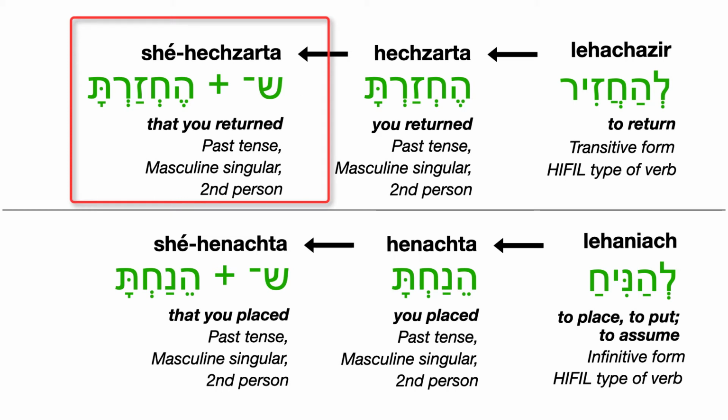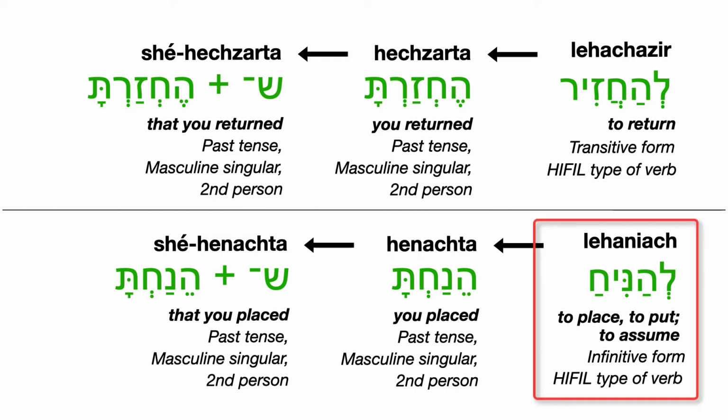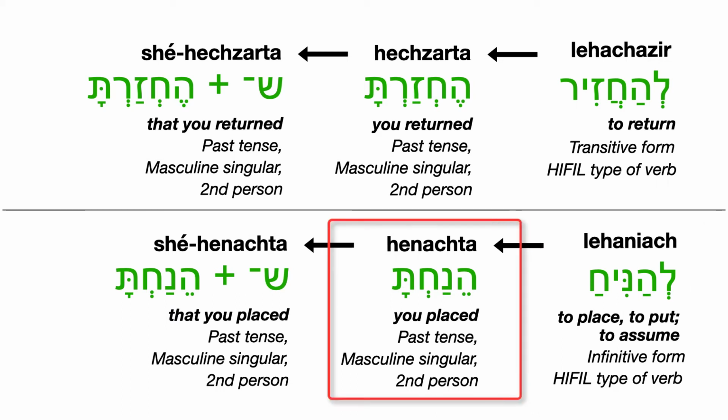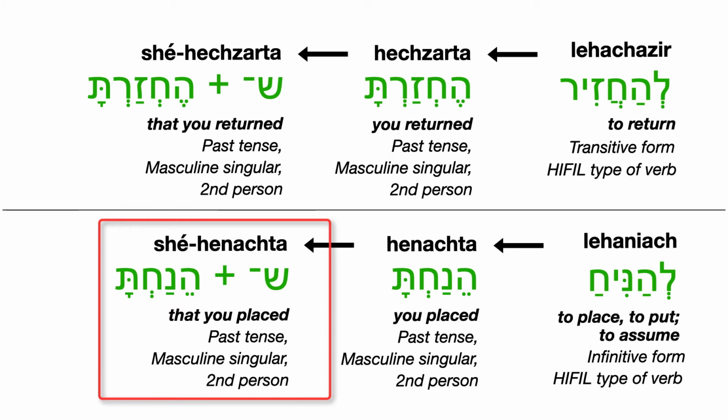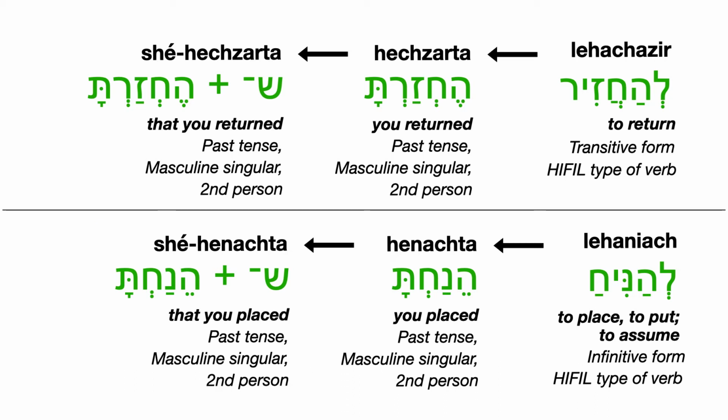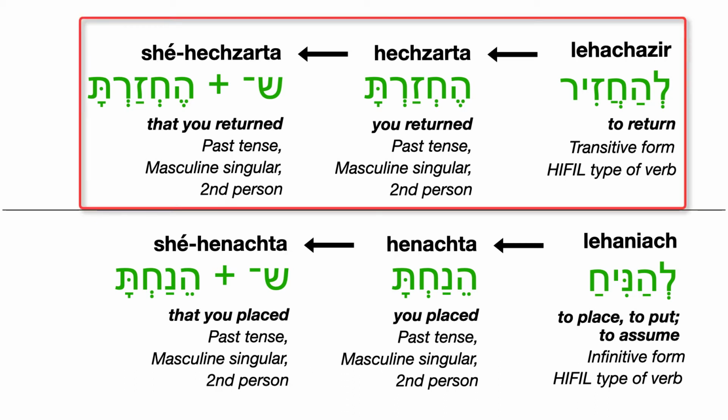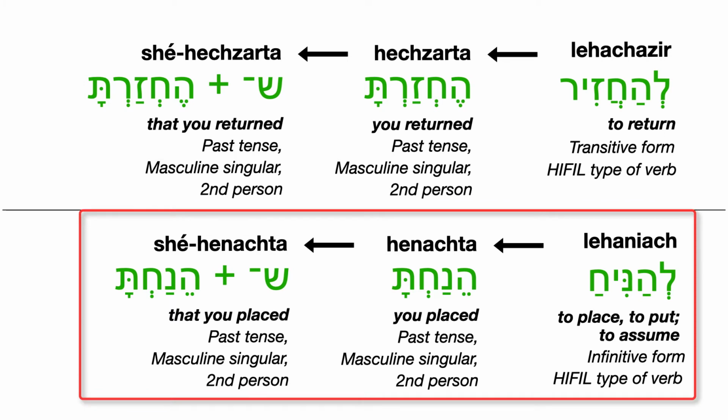Okay, now let's see another example. The verb lehaniach means to place, to put, or to assume. It is the infinitive form of a hif'il type of verb. And its past tense, masculine second person singular, is henachta. Again, evoking ata, because you're saying you placed. Okay, lehaniach, henachta, you placed. Now, if we add the she to henachta, we say shehenachta, that means that you placed. Okay, so lehachazir, hechzarta, shehechzarta. Lehaniach, henachta, shehenachta.